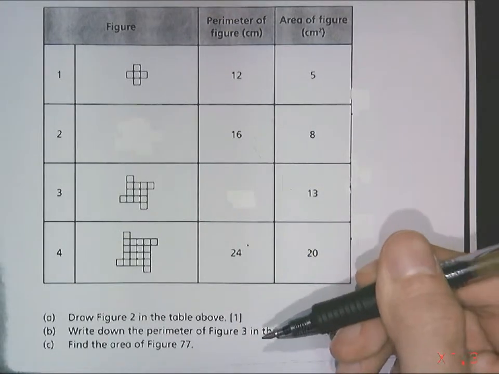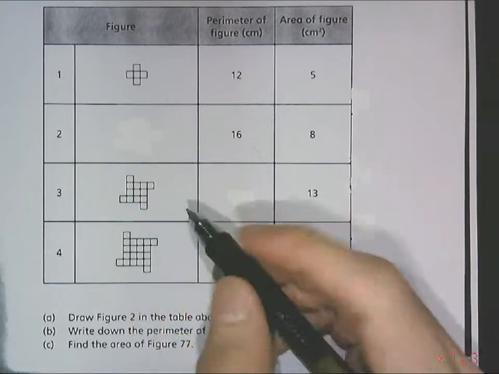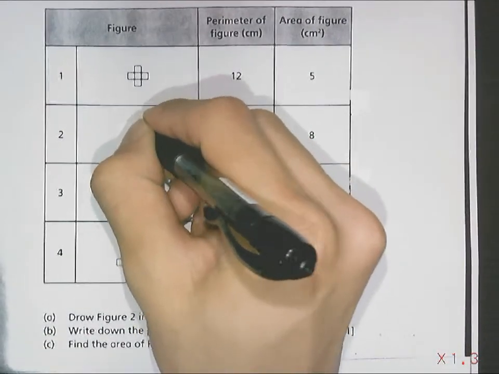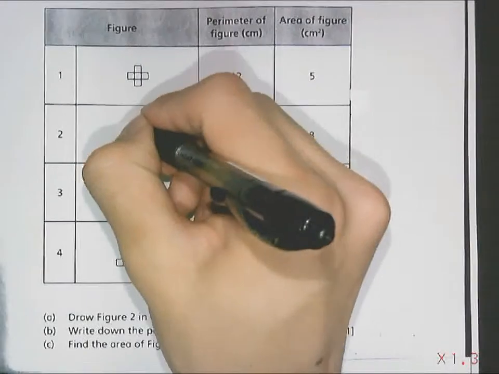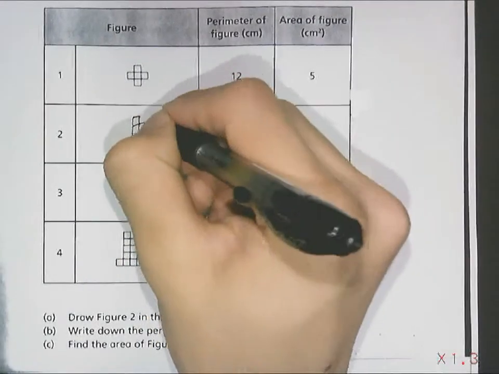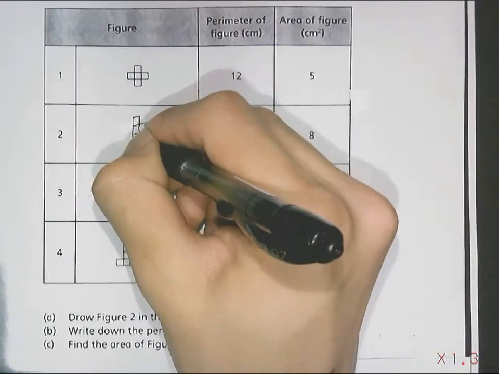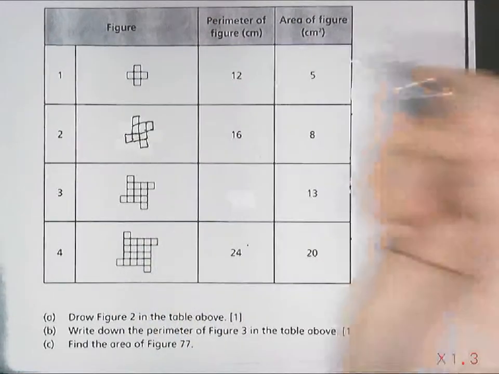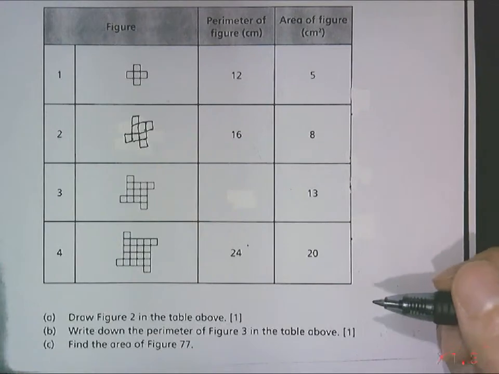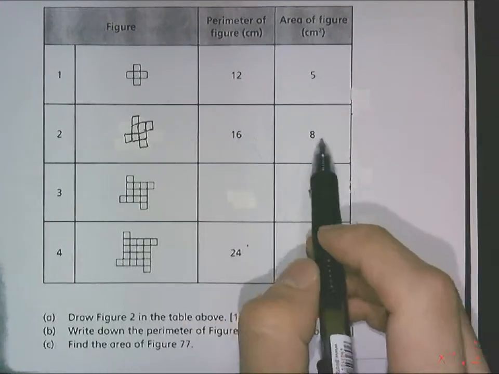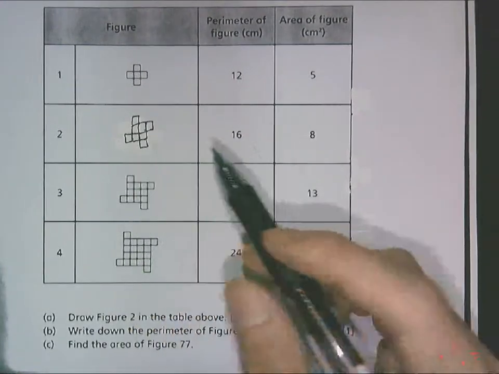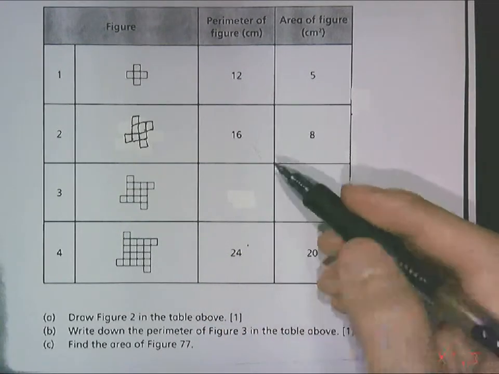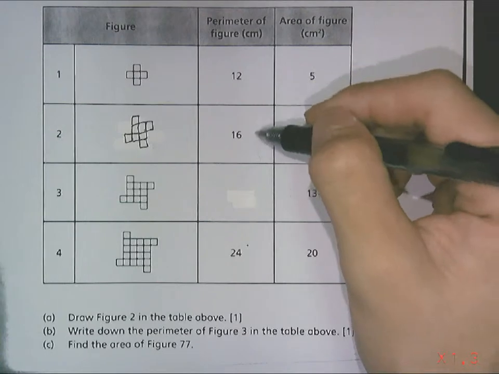Right, so if you continue the figure itself, you'll notice that figure 2 will look like this. Figure 2 looks like this. Therefore, its area is 8. There are 8 squares over here. The perimeter will be 16 centimeters. So notice the perimeter.